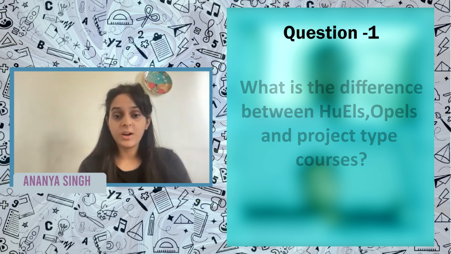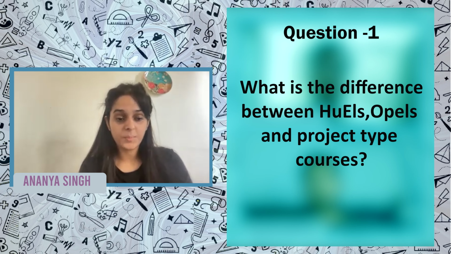To begin with, can you explain to us the difference between HUELs, DELs, OPELs and project type courses? Right. So, HUELs are basically humanities electives, which are part of your degree requirements that you need to pass out from the college. The minimum requirement is 3 courses and 8 units, which effectively becomes 9 units because most of the HUELs are of 3 units each. So that's the minimum requirement you need to complete by the end of your degree at BITS Pilani. Usually people complete the HUELs by the end of the second year because that's basically preferable overall.